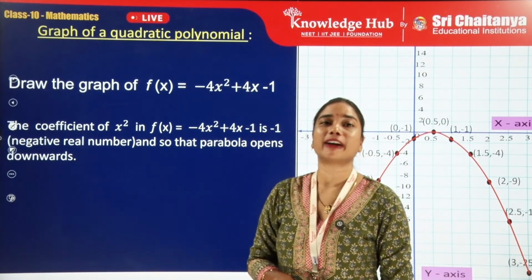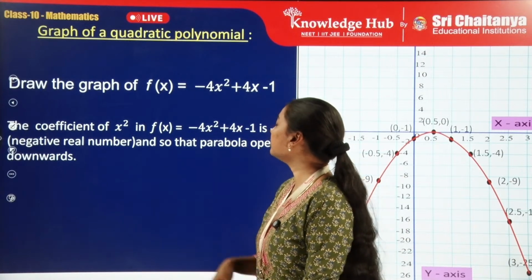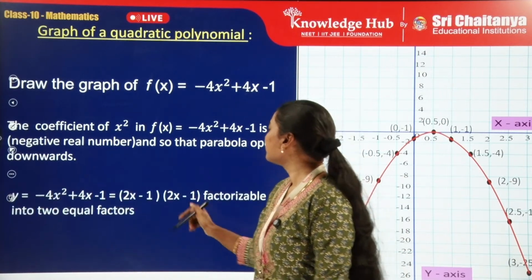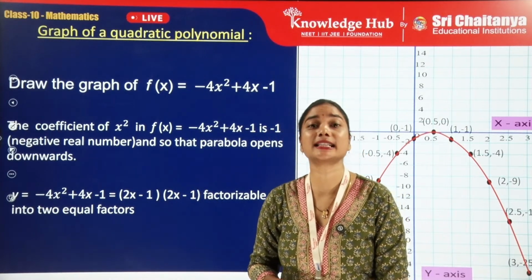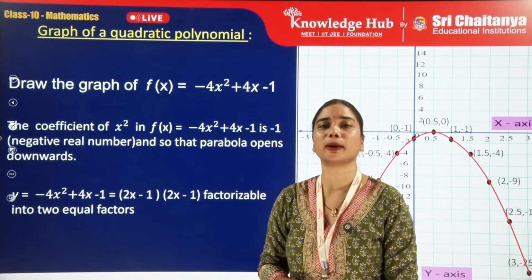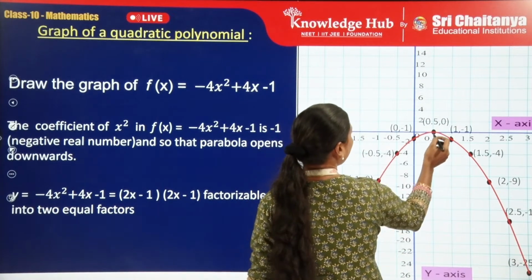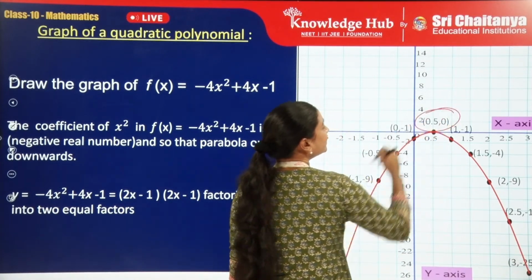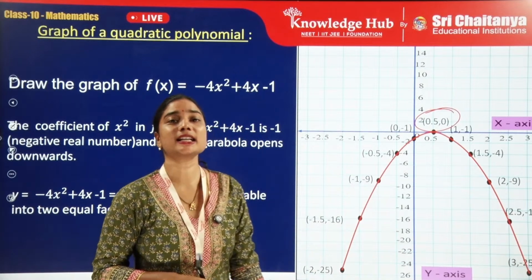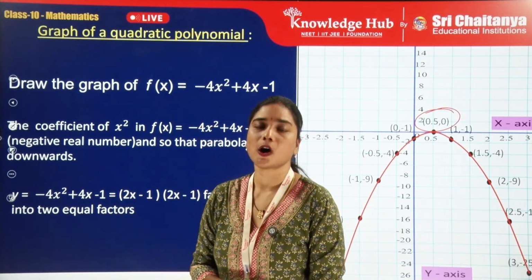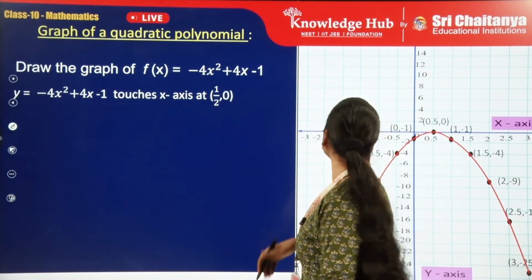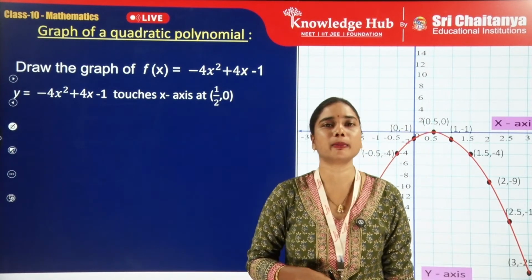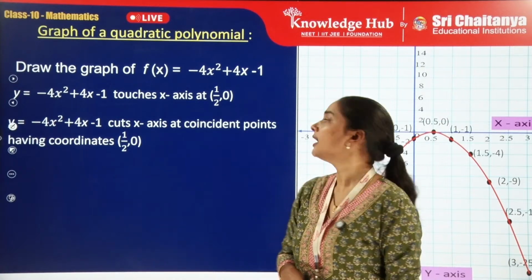And if you factorize, the factors of the polynomial are 2x minus 1 and 2x minus 1. Both are the same factors. x is 1 by 2, which is nothing but 0.5. The parabola touches the x-axis at 0.5. And the vertex of the parabola is also 1 by 2 comma 0.